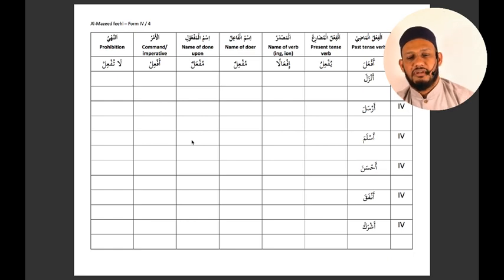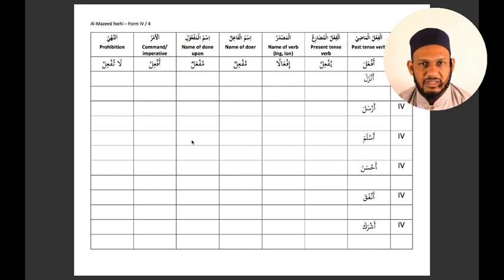But it's also causation. So the word anzala means he sent down. The mudari is what? Af'ala, yuf'ilu: anzala, yunzilu, he is sending down. And then the masdar is inzalan, sending down. Munzilun is the sender down, and munzalun is that which is sent down. Anzil, the amr, send down. La tunzil, the nahi, don't send down.